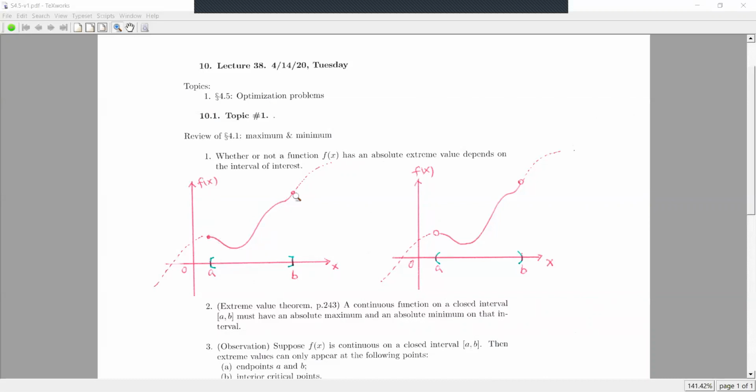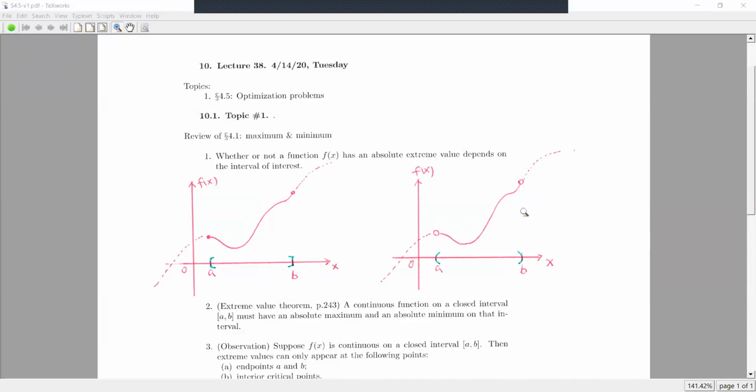Now this portion has a highest point, this point. So this point is the maximum function value of this function f over this closed interval. And this portion also has a lowest point here. So this point is the minimum function value over this interval AB.